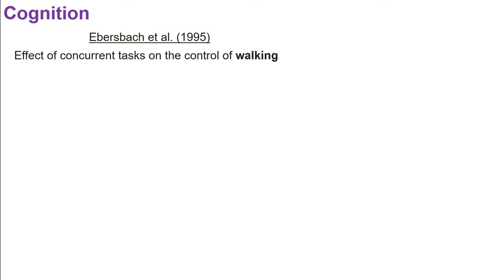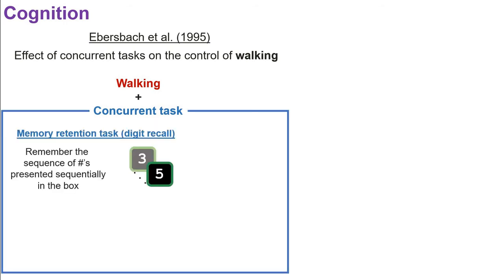In the last part of this lecture, we'll be looking at how cognitive factors play a role in mobility. Ebersbach and colleagues investigated how performing another task at the same time as walking impacts the control of walking. In this particular study, the researchers asked participants to walk while performing one of three tasks. The first task was a memory retention task. In this task, participants tried to remember a sequence of numbers that was presented sequentially on a display screen.